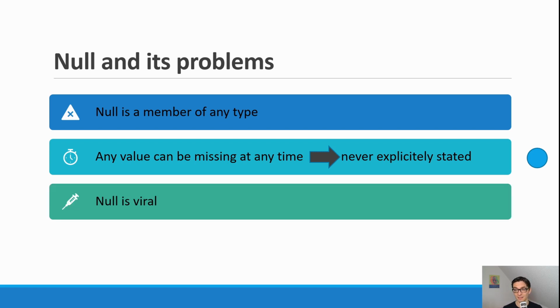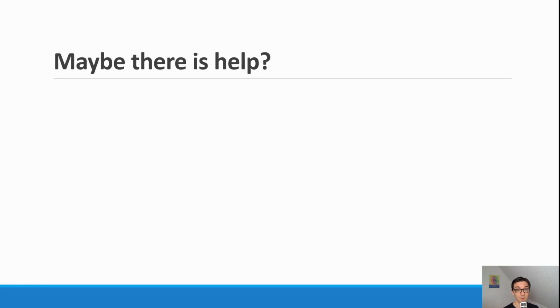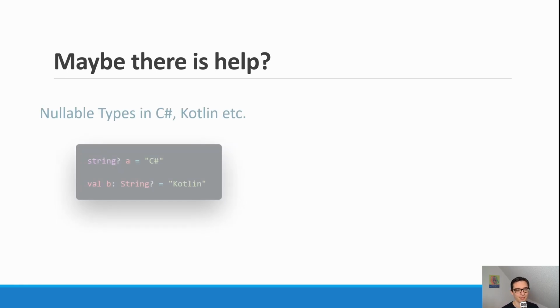So the thing is that null is viral because everything can be null. In the end, we have to check everything to make sure that we are not actually dealing with some null values or some null properties. And because everything needs to be checked, let's be honest, a lot of the time nothing is checked or only the main parts are checked. But in the end, we get a lot of runtime null reference exceptions, etc. So actually, that's pretty bad. So maybe there is help. How can we actually get out of this? Well, there is this video series, so there is help, of course.